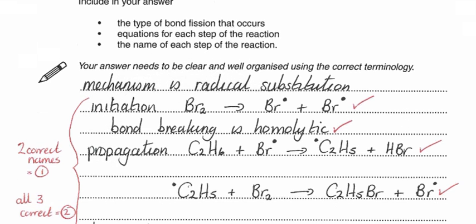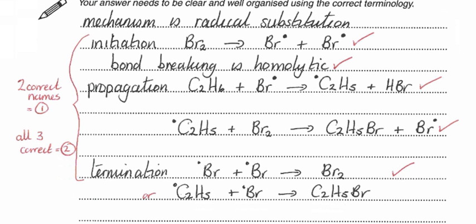It's also, surprisingly enough, relatively well organized in the sense that I've just said what the mechanism is, and I've gone through initiation, propagation, termination. Now, you can see where I'm getting my marks here. 2 for my propagation steps, 1 for my termination, and if I get all 3 names correct, they could be nice to me here, I'm getting 2 marks for that as well. So that's all good. This is a straightforward, nice question.